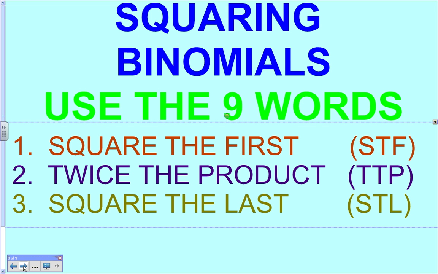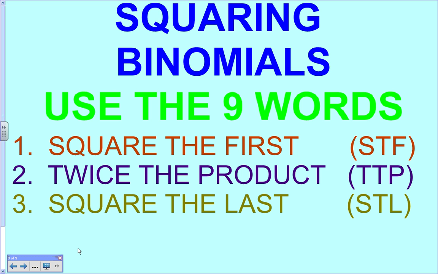So we utilize the 9 words. Square the first, twice the product, square the last. If 9 words is too many to remember, just forget about the thes. Just use 6 words. Square first, twice product, square last.